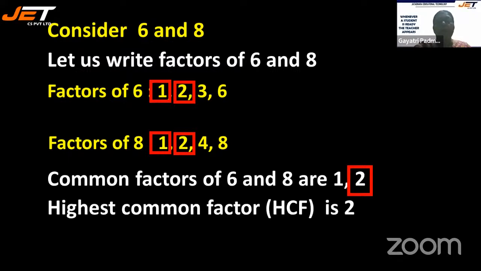All right. 1, 2. And in this, you are taking the highest factor. What is the highest factor? The highest common factor, right? Which is 2. Right now, let us consider 8 and 12, right?